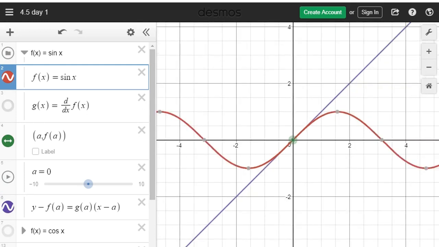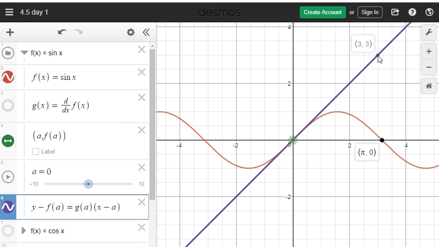So if I wanted to find the sine of 3, obviously sine of pi is 0, but the sine of 3 is about 0.141. My linearization gives 3. That's a terrible approximation. If I wanted to find the sine of 3 and I didn't have a calculator and I wanted a good approximation, what I should do is make my linearization somewhere near 3.